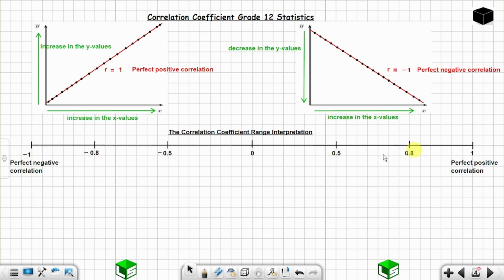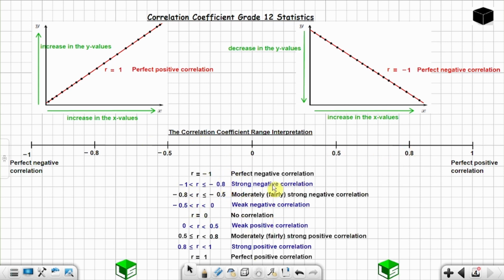Now, how can you interpret the values in between? You are going to use this to interpret. Whenever R is equal to negative 1, perfect negative correlation. Whenever R is equal to positive 1, perfect positive correlation. Whenever R is equal to 0, no correlation. Whenever R is between negative 1 and negative 0.8, equal to negative 0.8, strong negative correlation.